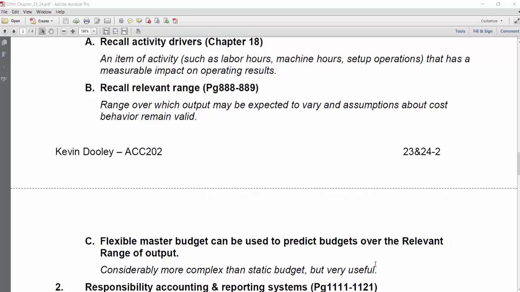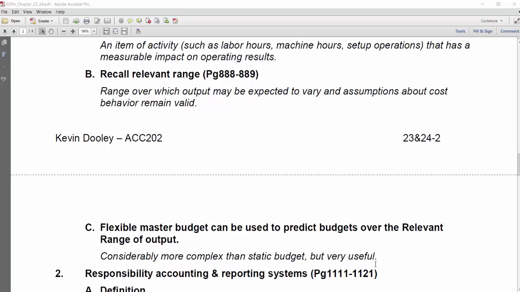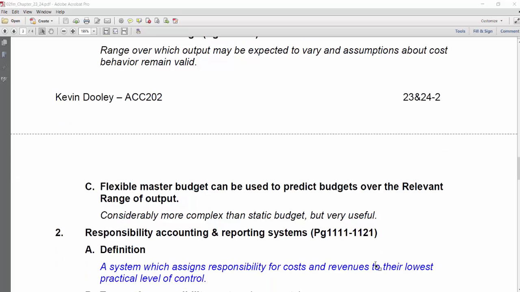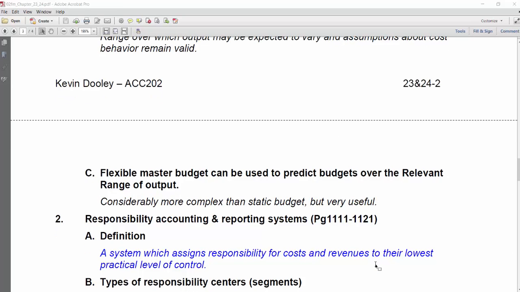Now a responsibility accounting system is really more like a topic of chapter 24 because we're talking about budgetary control, but it really ties in with chapter 23 too. A responsibility accounting system is one where we try to get the responsibility for costs and revenue down to the lowest practical level of operations where somebody can control them, so that we can do delegation of cost control and also do rewards and reprimands based on that person's capability of controlling something.